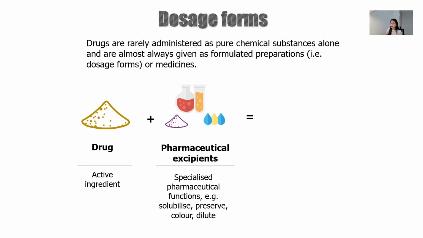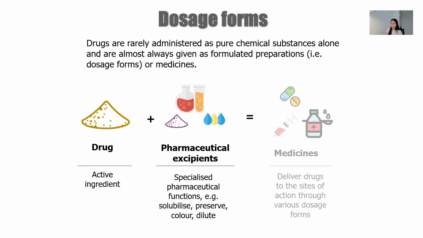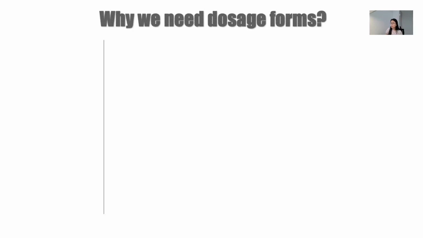When the drug and the excipients combine together, we call it a medicine or a dosage form, where it delivers the active drug, or the active ingredient, to the site of action in the body.